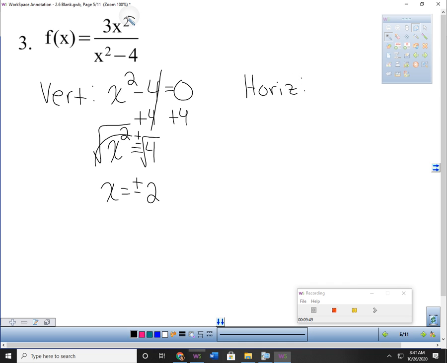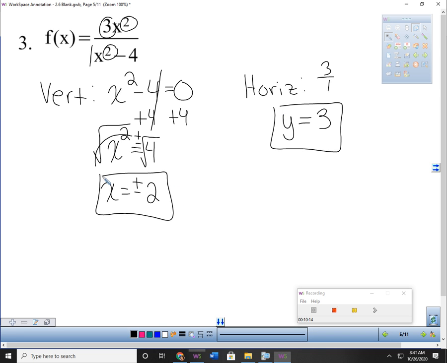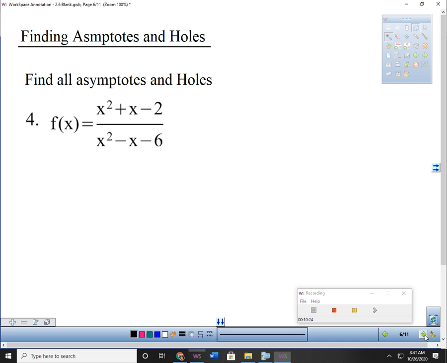And then horizontal, you're comparing degrees. If you look up here, the degree of the top is 2. The degree of the bottom is 2. So when they are the same, you're going to take the numbers in front of those and divide them. So I've got 3, and then on bottom I have 1. So 3 divided by 1 gives me 3. And remember, you're not going to have more than one horizontal asymptote. You only have one. But you can have more than one vertical asymptote. And again, you could graph that and take a look at it.